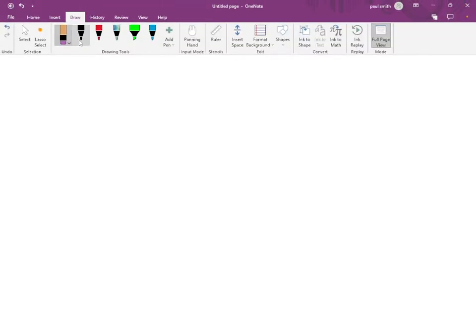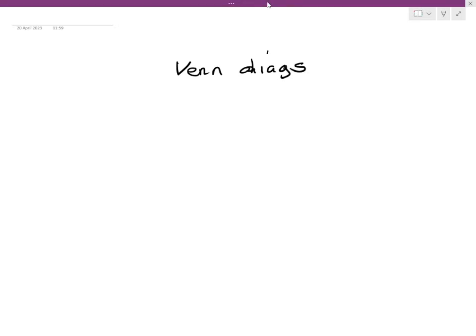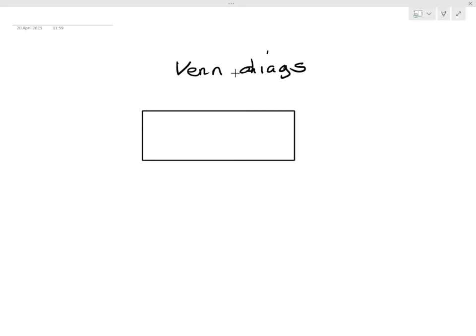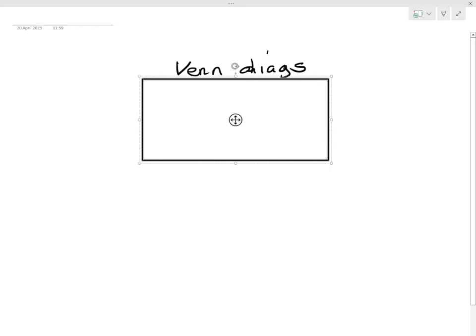Hello, right, this one is to do with Venn diagrams. Venn diagrams. Okay, right, a Venn diagram. Let's try and get these squares, at least I can get those right. So there's a Venn diagram.